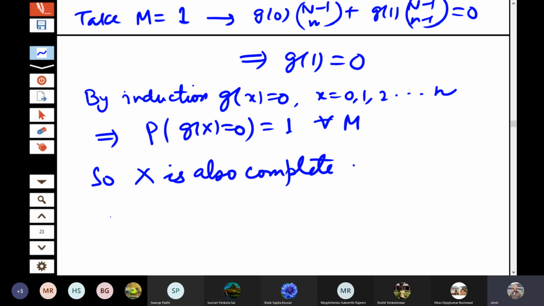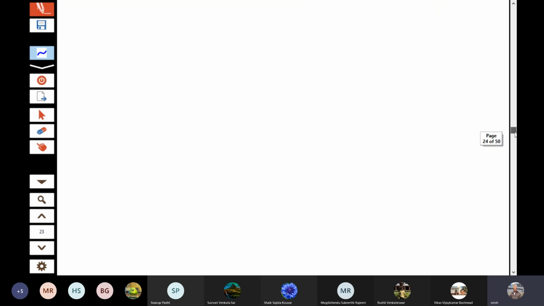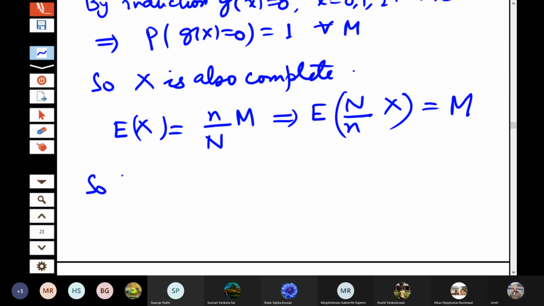So if I consider expectation of X, then you know here the expectation of X is n by N into M. So if I take this to the left hand side, that is equal to M. So you have got the UMVUE.